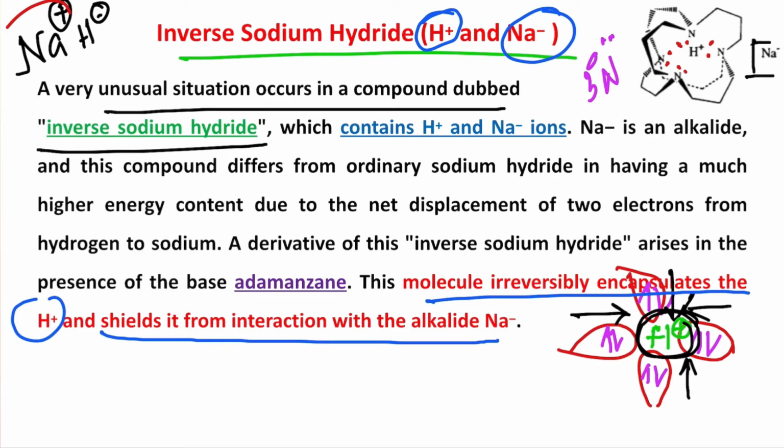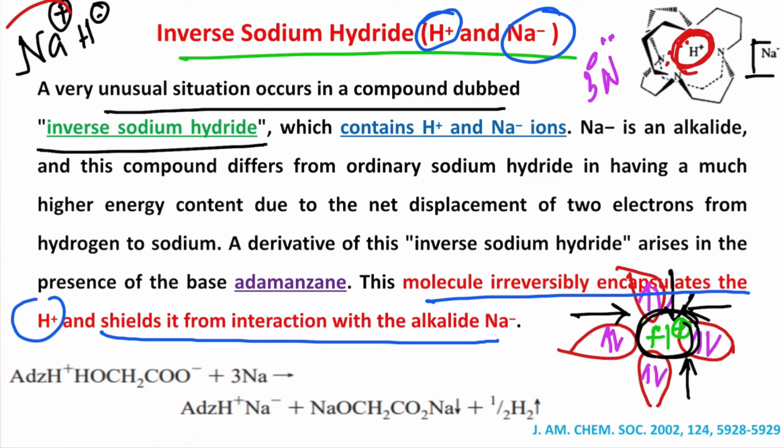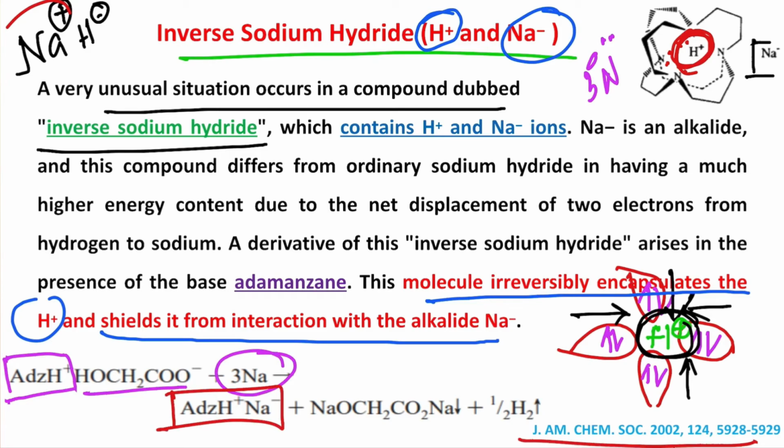Just recall, sometime before I told you why cryptand 222 can encapsulate sodium and produce sodide, whereas crown ether can't, because of proper encapsulation. In this example, encapsulation happens for the proton, and for cryptand 222 encapsulation happens for the sodium plus. And this is produced by the reaction of this protonated adamanzane and this carboxylic acid with sodium, and ultimately it produces the final product, and this is the reference.